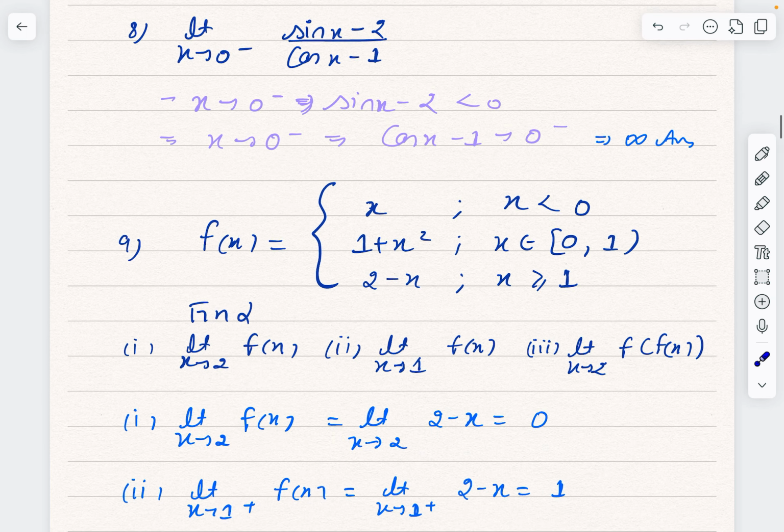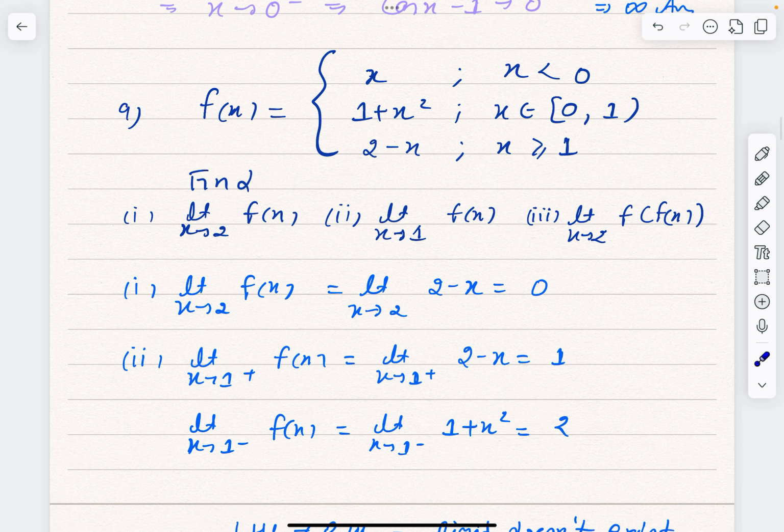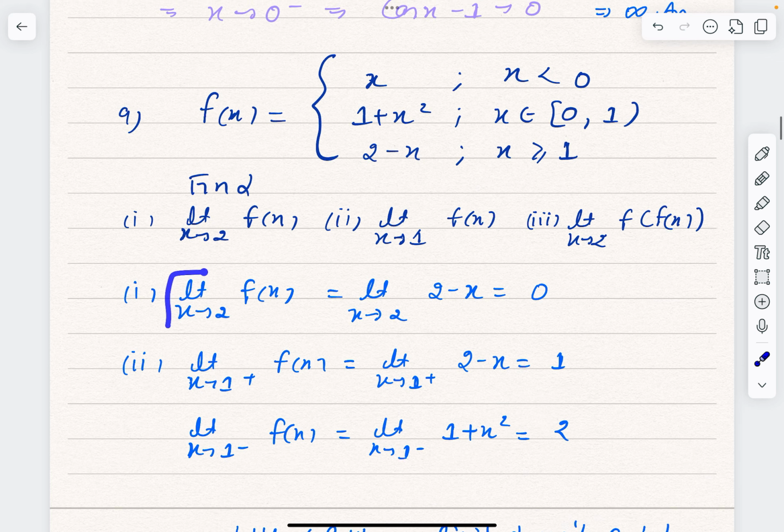So you can try. Let us start discussion, guys. The first one, limit x tends to 2 of f of x. You can see for x tending to 2, it lies here, and there is no change of function. We can directly say it is just 2 minus x. So limit x tends to 2 of 2 minus x, directly we can say will be 0.